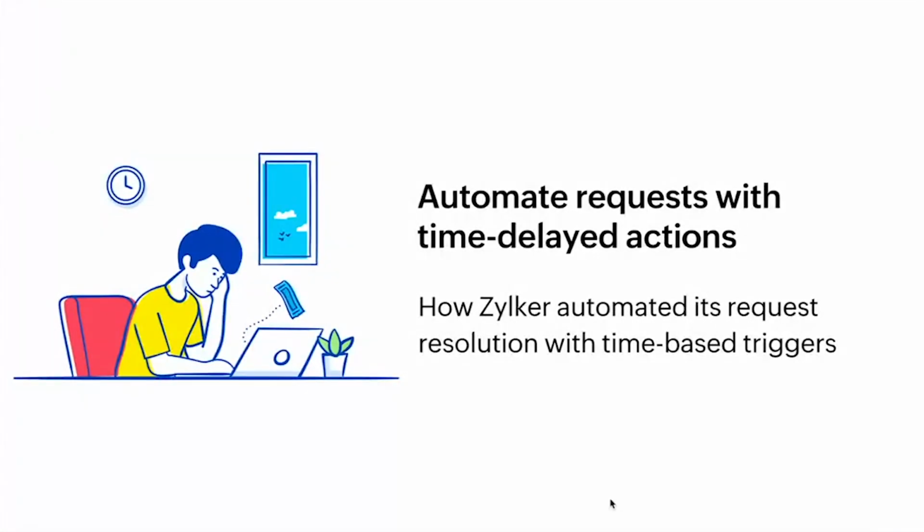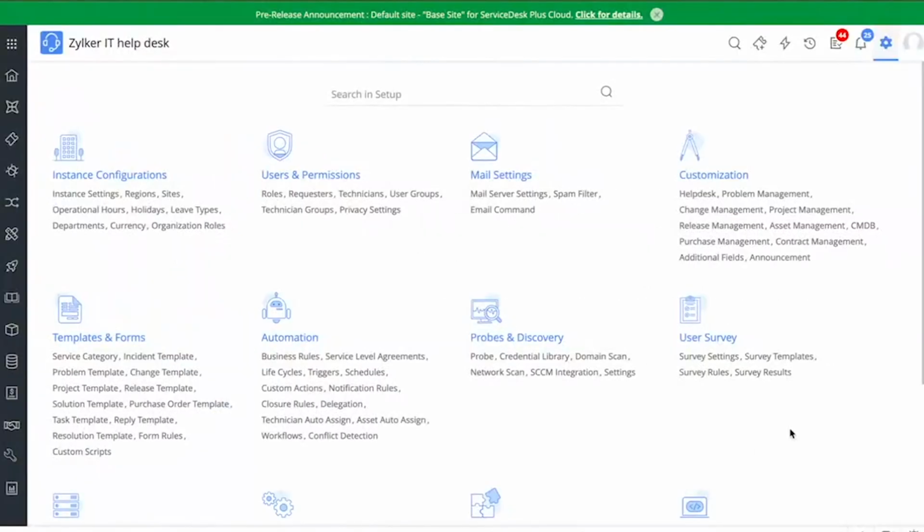Zilker faced a peculiar challenge. Zilker was able to automate different actions based on certain conditions, but it could not automate actions based on certain time-based conditions. So let's see how Zilker was able to automate different actions at specific times and also perform time-delayed actions using the timer actions which are available to handle requests. Right now, I'm in the technician view, and let me take you to the request module.